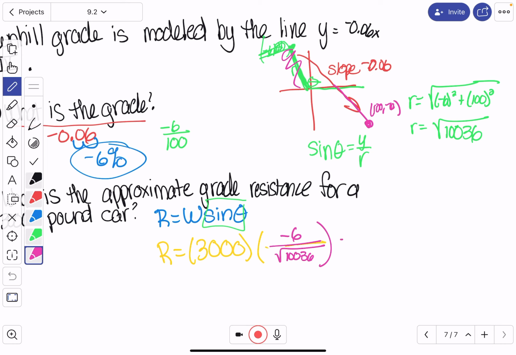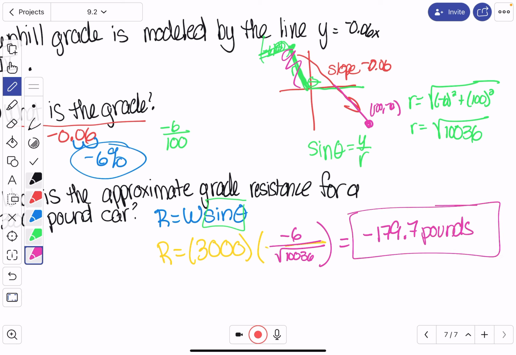If you plug that in a calculator, you get negative 179.7 pounds. So the gravitational force or the resistance for a 3,000-pound car on this road would be negative 179.7 pounds. There you go for 9.2.